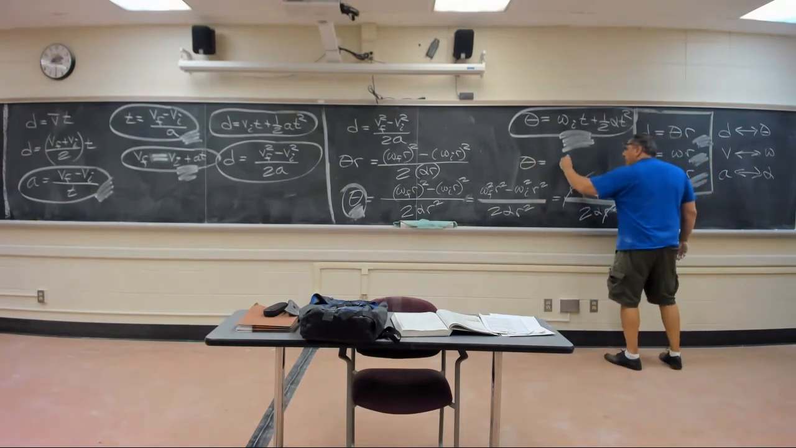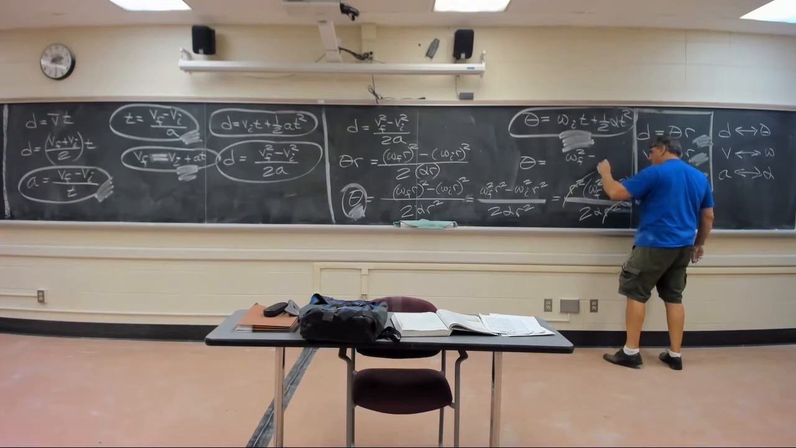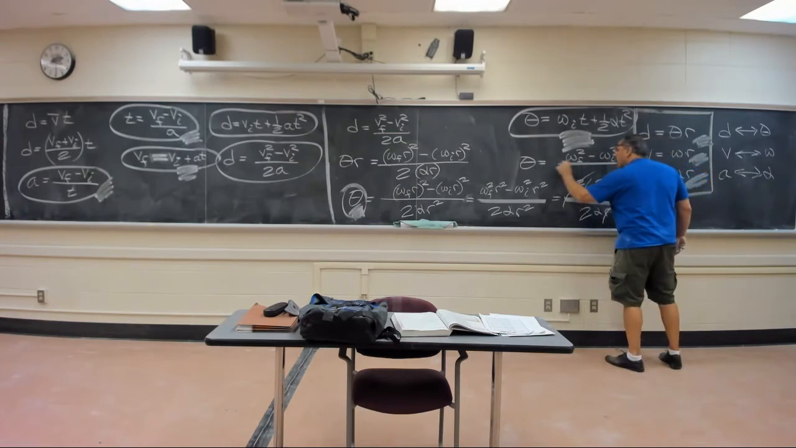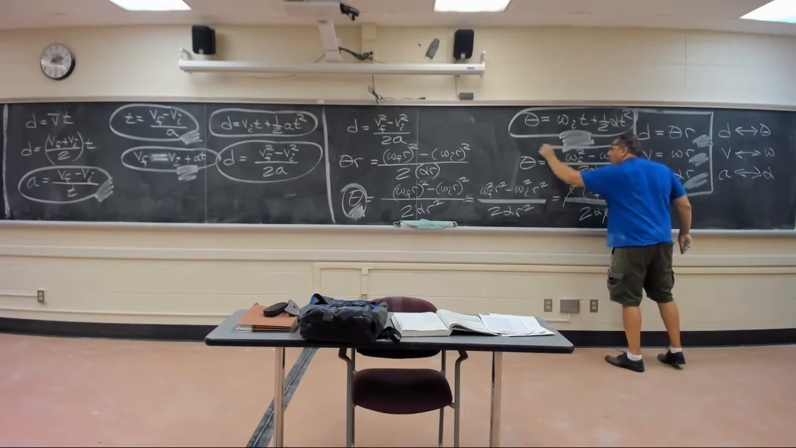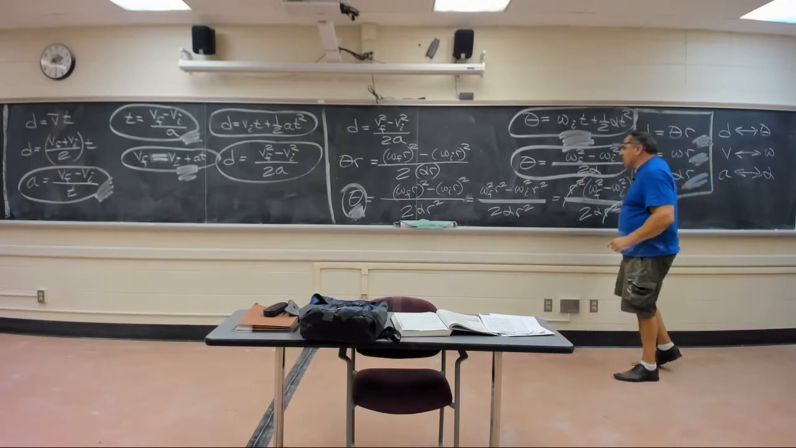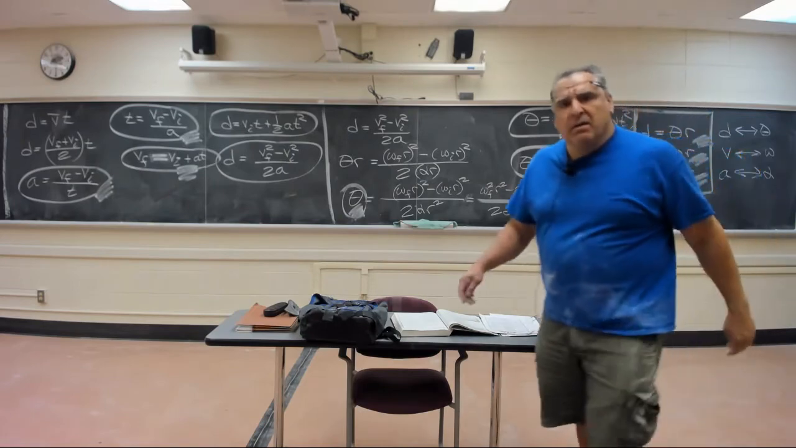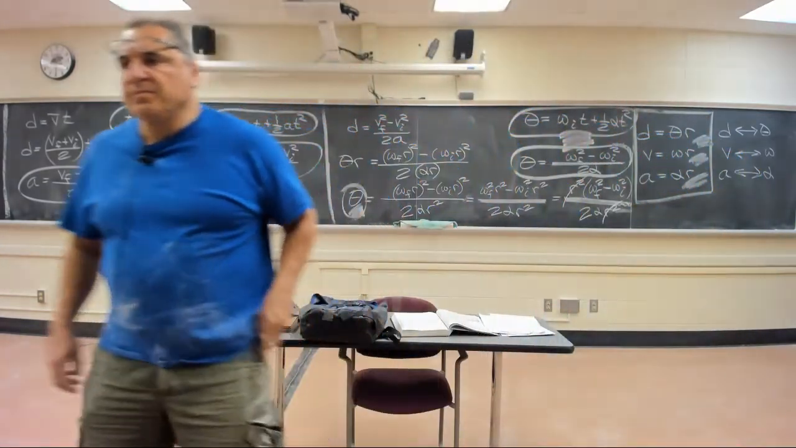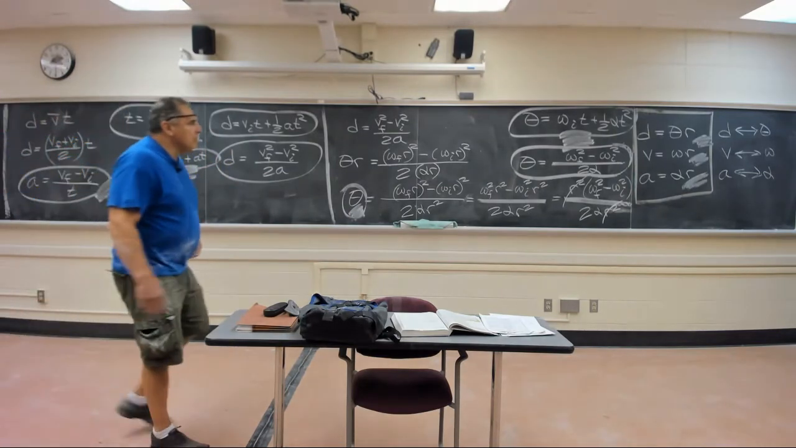Theta equals omega f squared minus omega I squared over 2 alpha. How about that? Neat stuff.